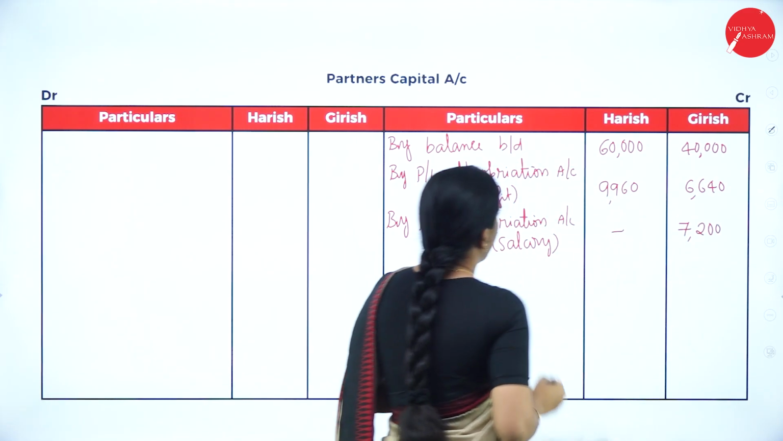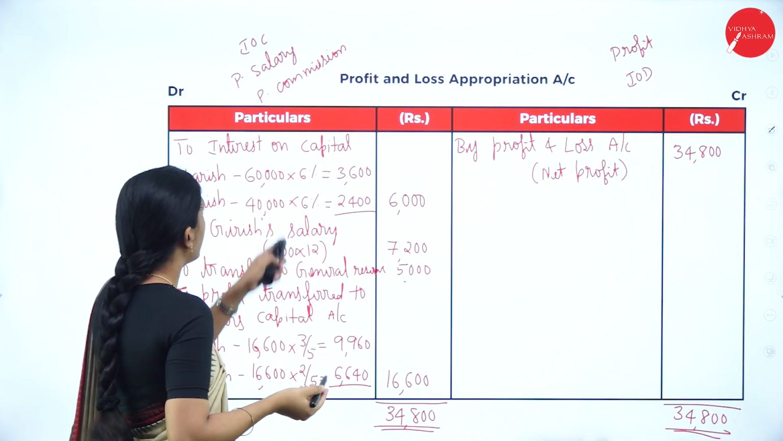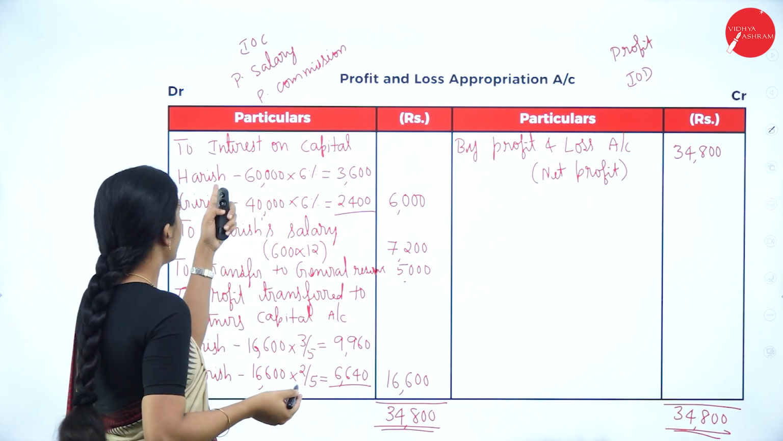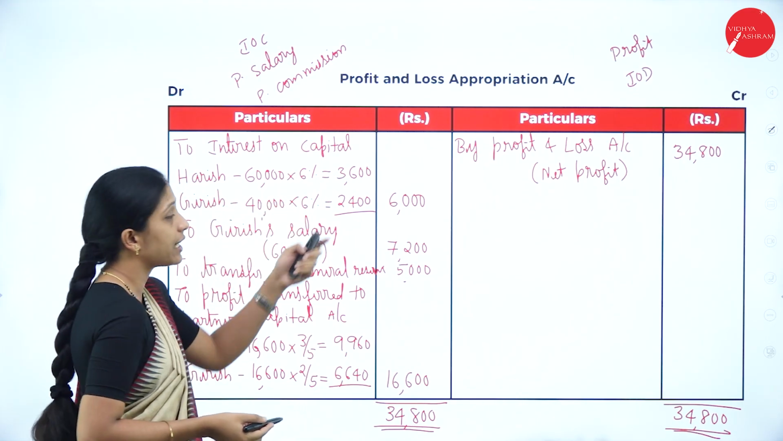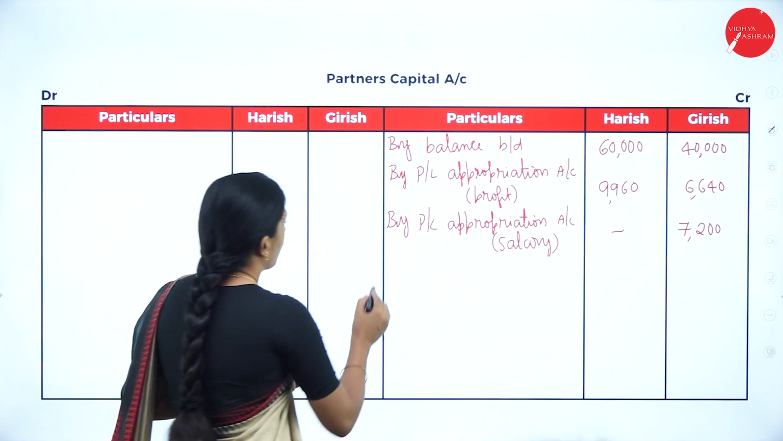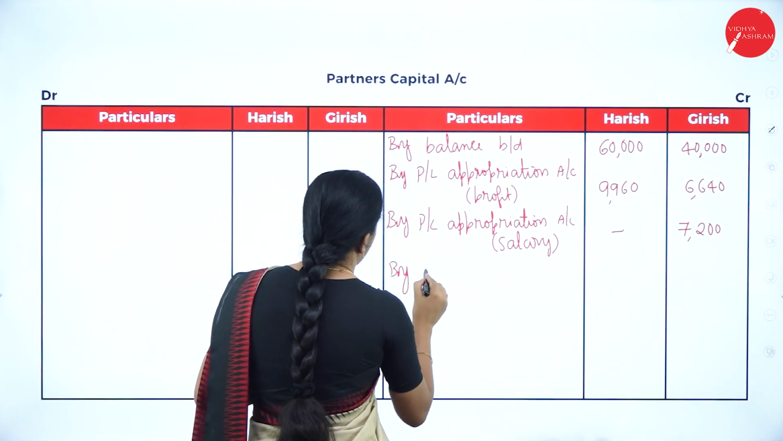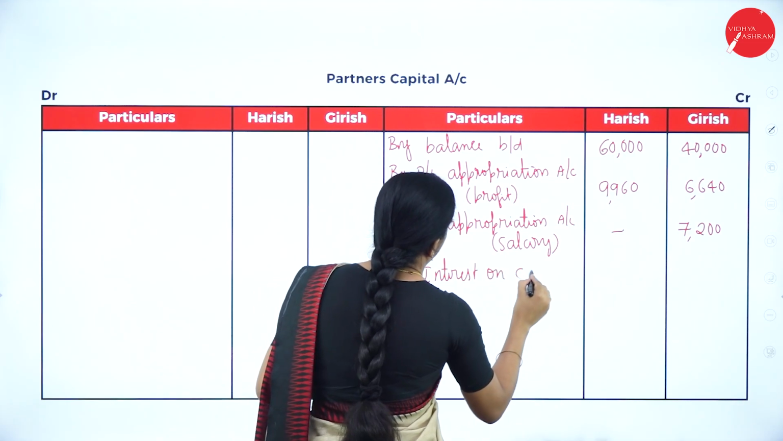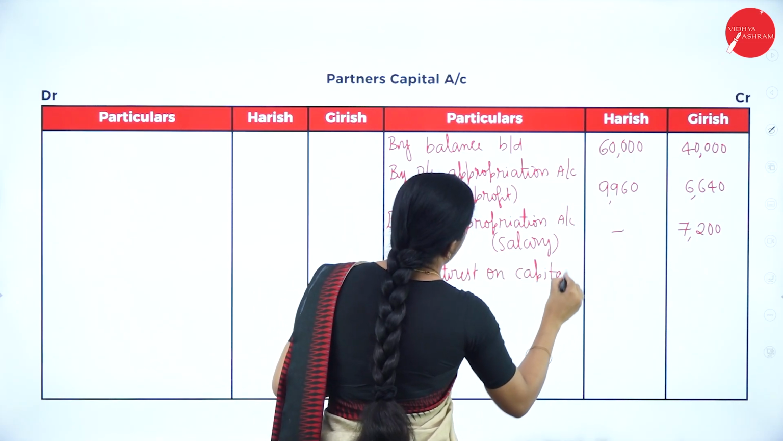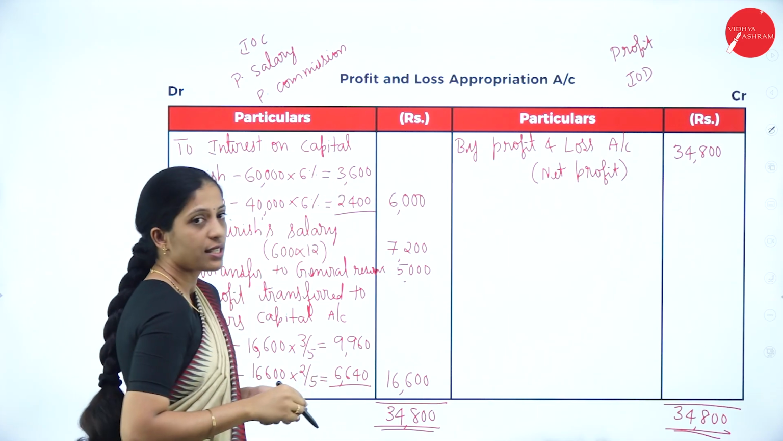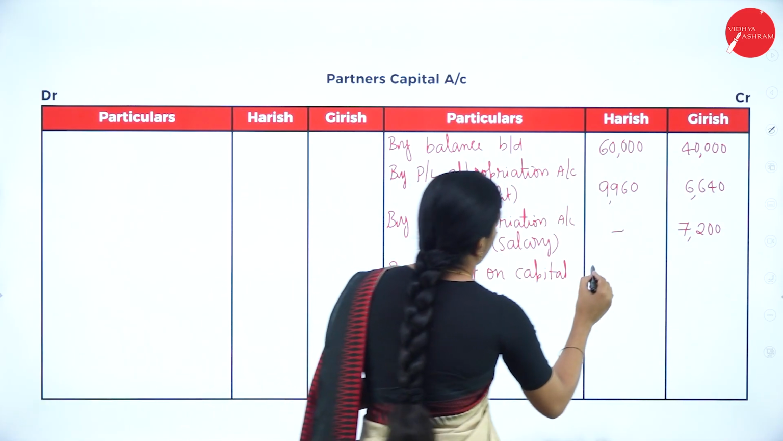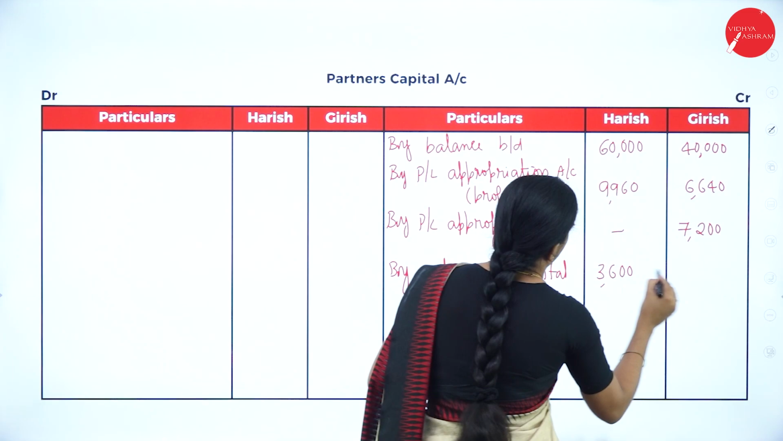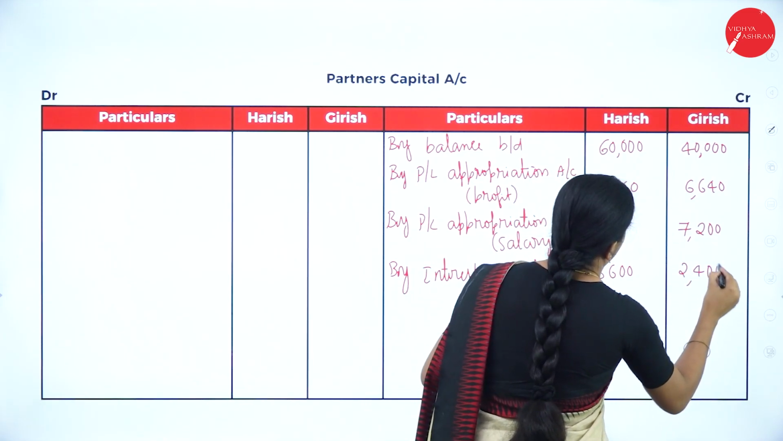Next, we have transferred the interest to the partners, correct? That is Harish 3,600 and Girish 2,400. So how to record? By interest on capital. So, 3,600 and 2,400.